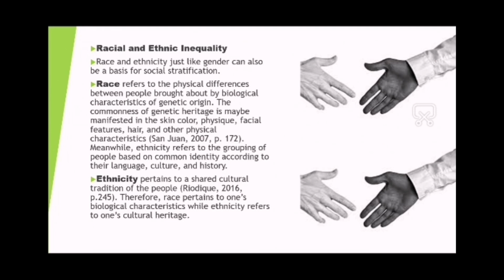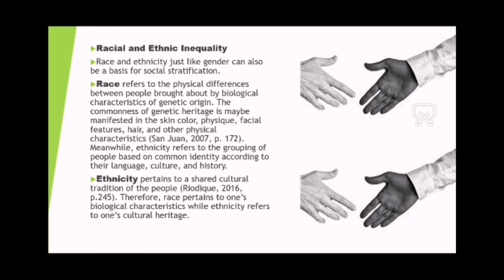Ethnicity pertains to a shared cultural tradition of people. Therefore, race pertains to one's biological characteristics, while ethnicity refers to one's cultural heritage. Race and ethnicity influence social stratification. The distinct physical characteristics of an individual can be a source of both prejudice and discrimination. Discrimination is defined as unequal treatment of various types of people according to race and ethnicity.